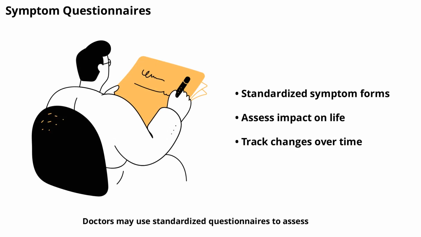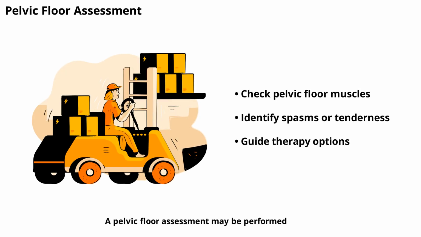Doctors may use standardized questionnaires to assess the severity and impact of your symptoms. These forms ask about pain, urgency, frequency, and how your symptoms affect daily life. The results provide a structured way to track changes over time and compare your experience to established diagnostic criteria for IC.